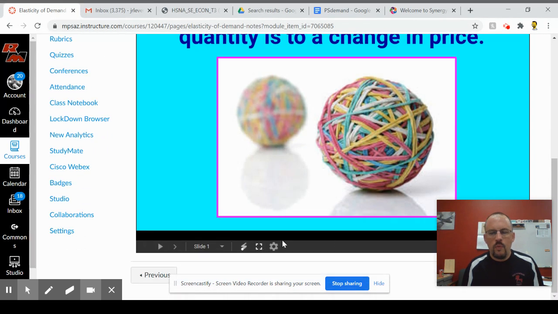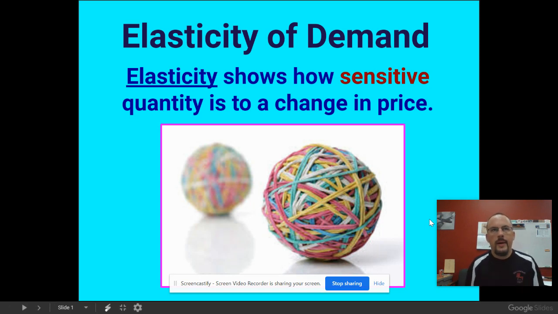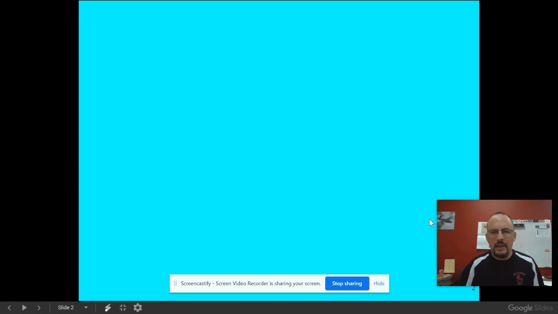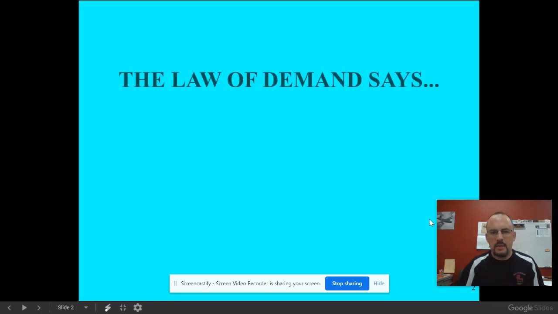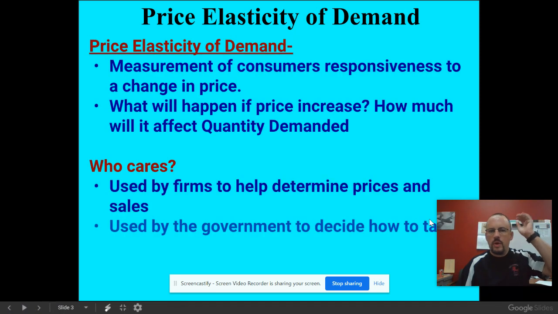So, if we look at elasticity of demand, it's a measure of how sensitive quantity is to a change in price. Our demand for goods doesn't behave the same way for all goods. Some goods we have what we would call inelastic demand for, and other goods we have what is called elastic demand. So we need to know the difference between elastic demand and inelastic demand. So we're going to jump ahead.